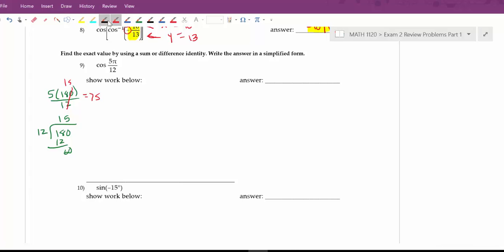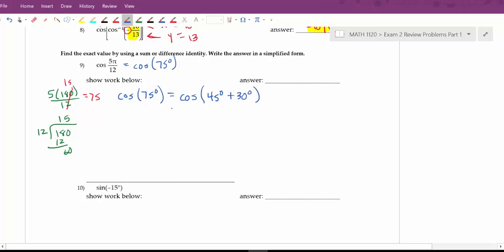Okay, so what we're really going to do on this problem is find the cosine of 75 degrees. Let's write that down: cosine of 75 degrees. We need to find 2 angles that add or subtract to 75. The logical choice is 45 degrees plus 30 degrees. Then you have to know your cosine identity.